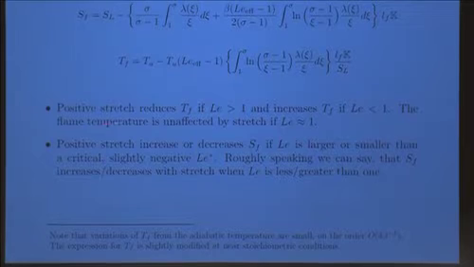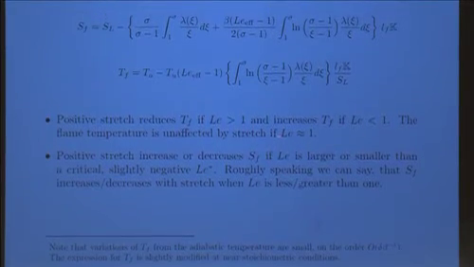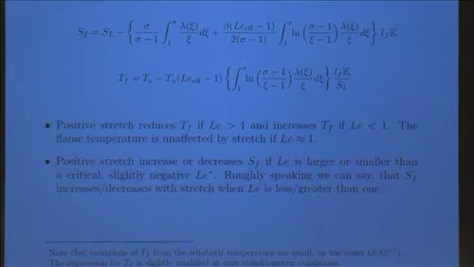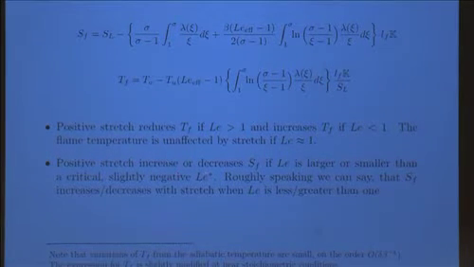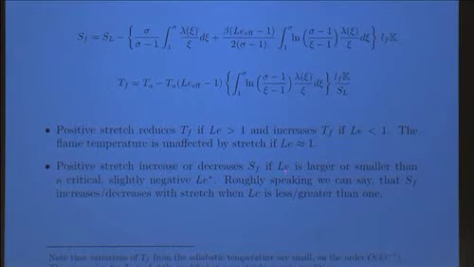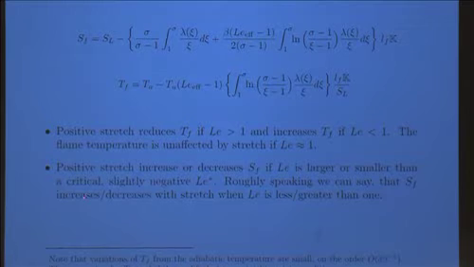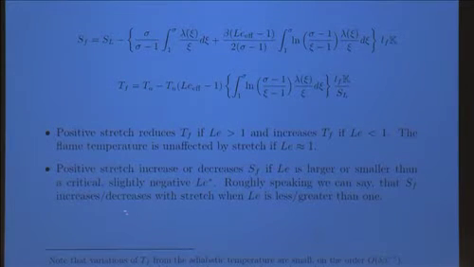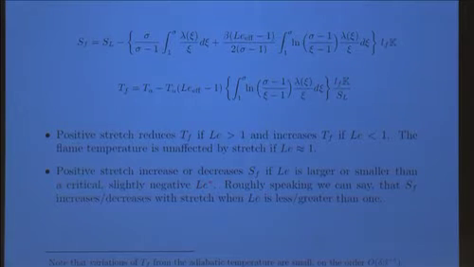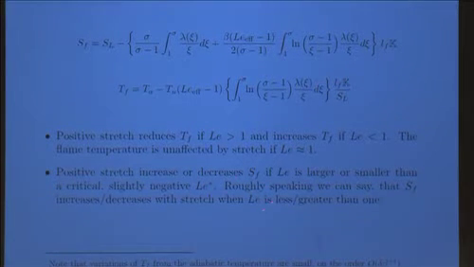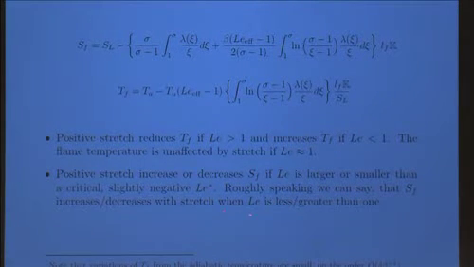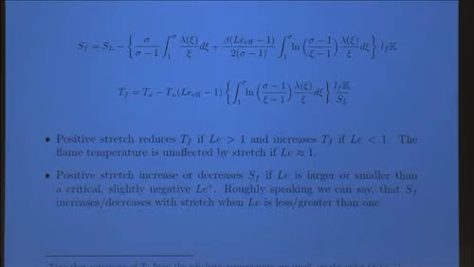And the flame temperature is unaffected by stretch if the Lewis number is about or close to 1. On the other hand, for the flame speed, positive stretch increases or decreases the flame speed from the laminar flame speed, depending on whether the Lewis number is larger or smaller than a value which is not 1, but close to 1, slightly on the negative side. This is Le star, which can be calculated from here clearly. Roughly speaking, we can say that the flame speed decreases with stretch when the Lewis number is greater than 1, but it's not exactly 1.